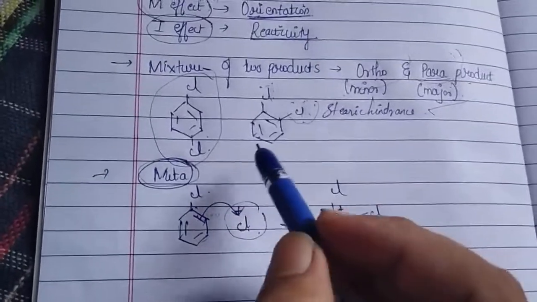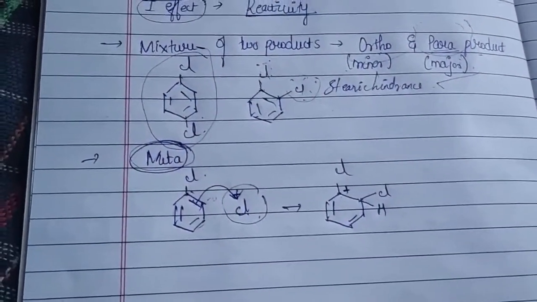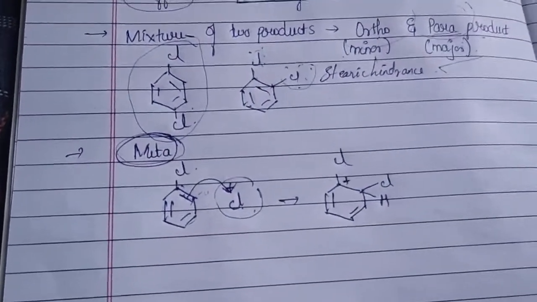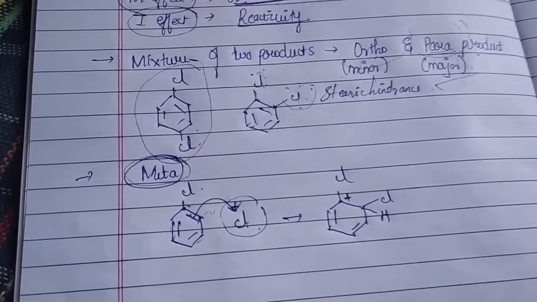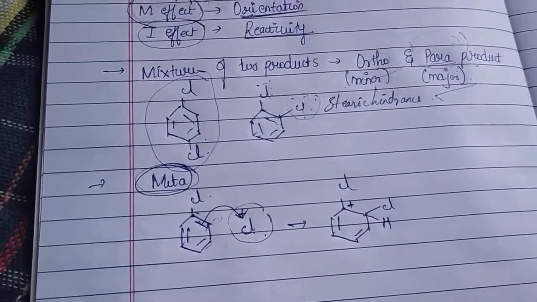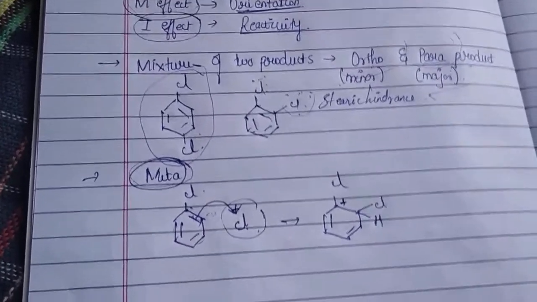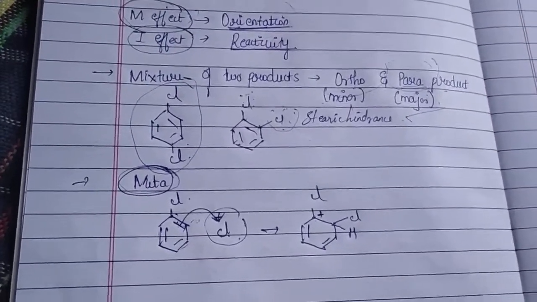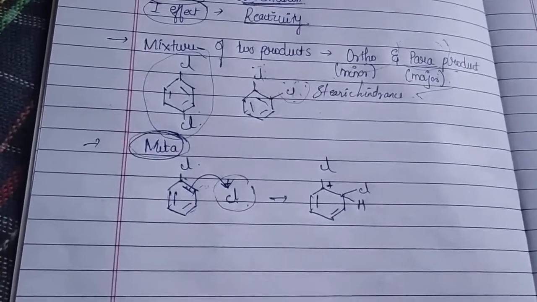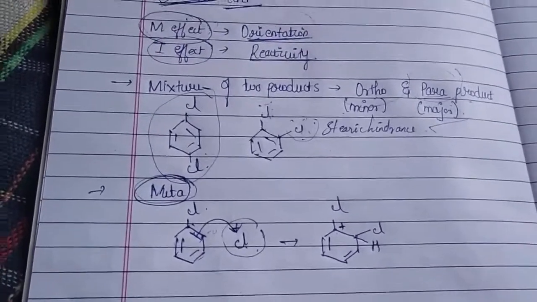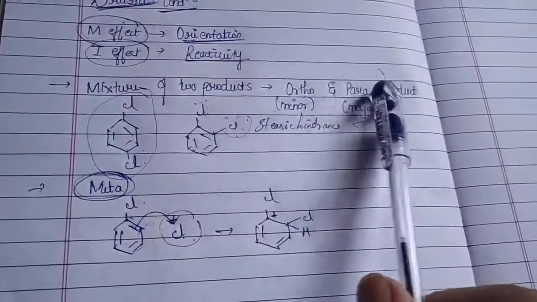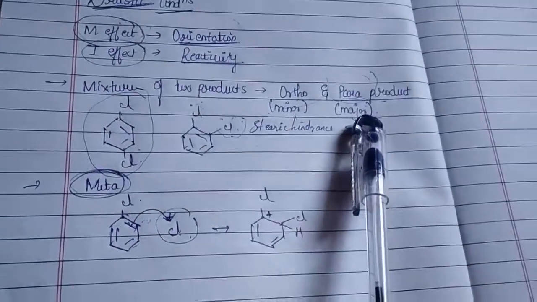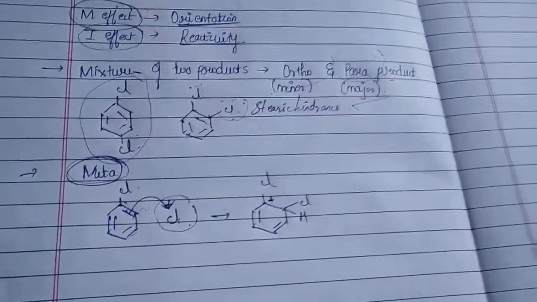Since we are getting ortho and para stabilized carbocations, whenever an electrophile is attacking the ortho and the para positions, we are going to get resonance stabilized carbocations. They will be highly stable when compared to that of your meta substituted product. Therefore, whenever an electrophilic substitution reaction takes place on chlorobenzene, we are going to get ortho and para products. And in that, para will be the major, ortho will be the minor.